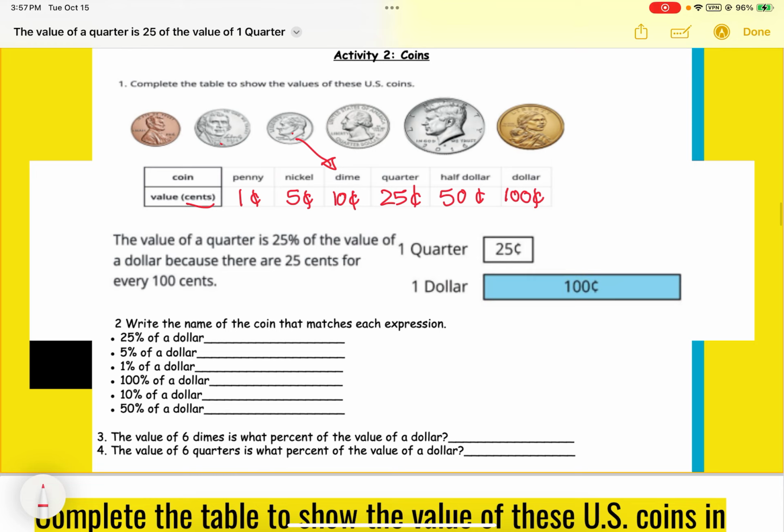Okay, the value of a quarter is 25% of the value of a dollar, because there are 25 cents for every 100 cents. So question 2 says, write the name of the coin that matches each expression. Which coin is 25% of a dollar? Well, we know 25 cents is 25 out of 100. So this 25 cents would be 25% of a dollar. So I'm going to say a quarter.